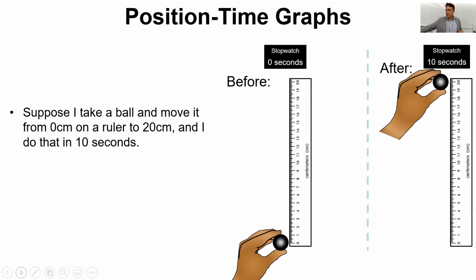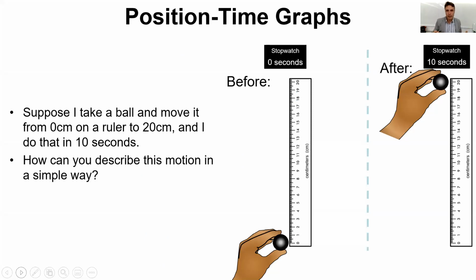And then position time graph. So what I want to do is imagine that I've got a ball and I start it down here somewhere at 0 centimeters. And then I move it upwards very slowly, taking 10 seconds to move it up to the 20 centimeter mark. What's a simple way to describe that motion? Well, I could do a motion diagram and get a lot of little dots. But there's another way called a position time graph. And these are going to be really important going forward, so let's quickly introduce them.